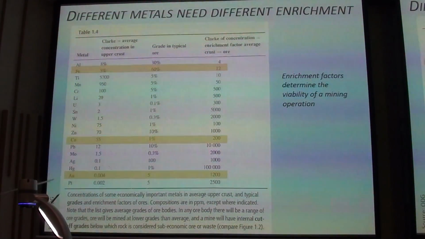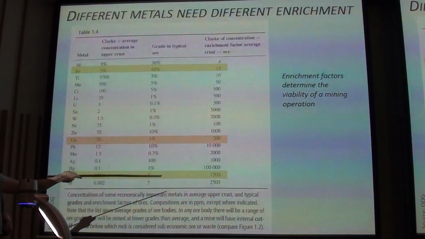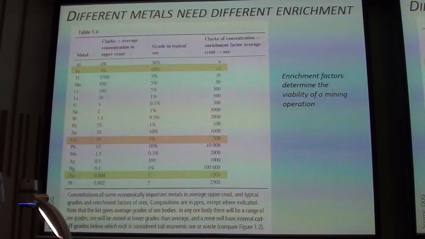Whereas at the other end, gold and platinum are very rare in the crust. The typical grade in the ore is quite low, and therefore they need to be enriched by several orders of magnitude.